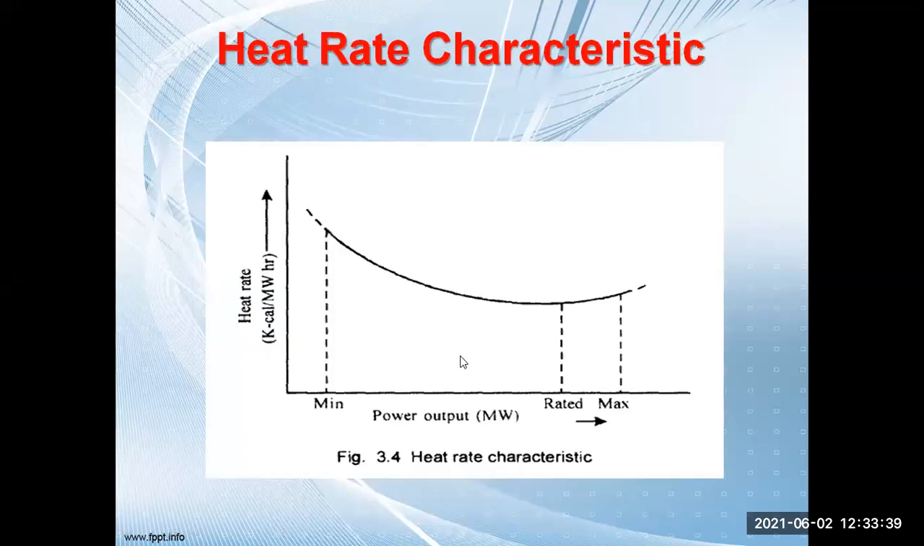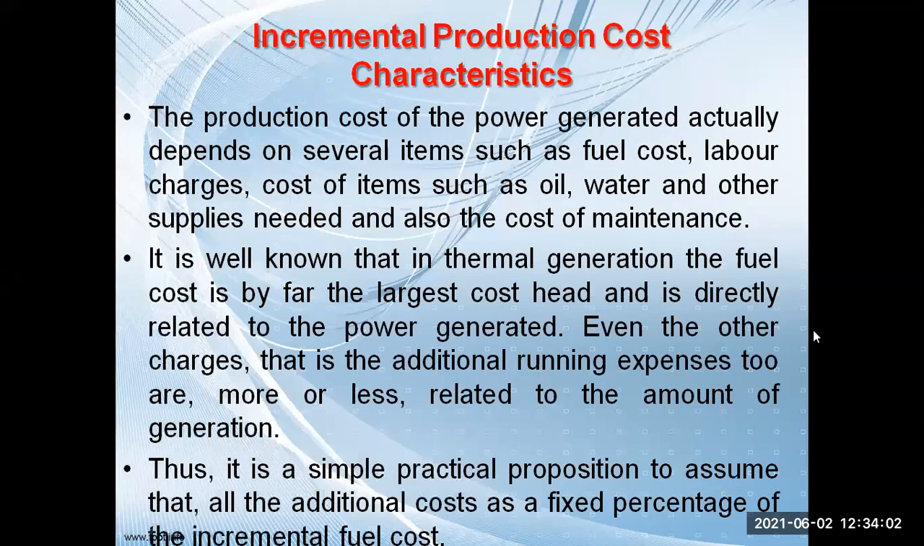Now next is the heat rate characteristic. Along the x-axis we have the power output, and along the y-axis we have the heat rate, which is kilocalorie per megawatt hour. It is between some minimum generation and the maximum generation, and the nature of the curve is continuously decreasing. Now next is the incremental production cost characteristic. We'll come to the point now, what is the incremental production cost that we are going to determine.